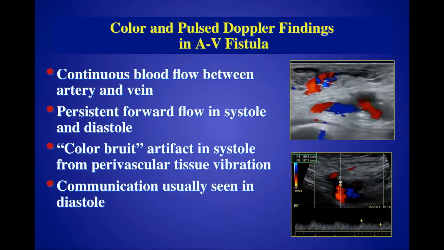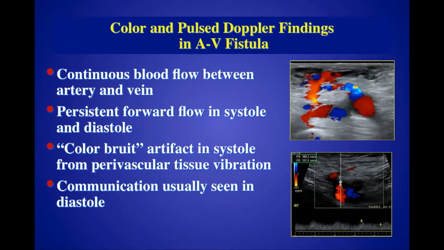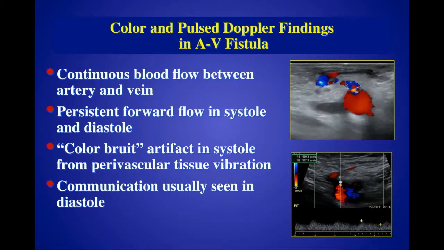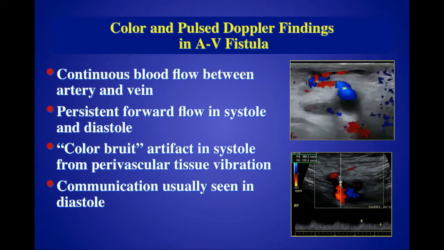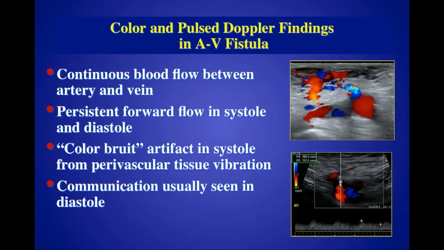Very low impedance, high velocity flow is typically what we see. When the connections, the fistulas themselves, are very small, very tight, we get very high velocity flow, and we get vibration of the surrounding tissues, right? We see a color bruit artifact on our colored display. And many times what we have to do is freeze the image in diastole to actually see the communication, because in systole there's all that color flash.